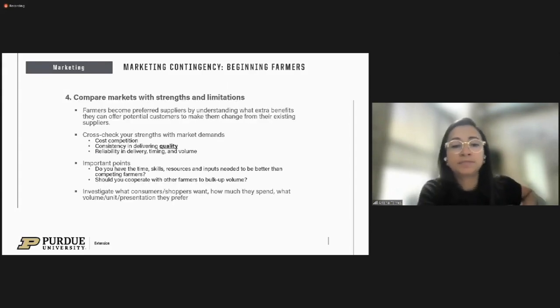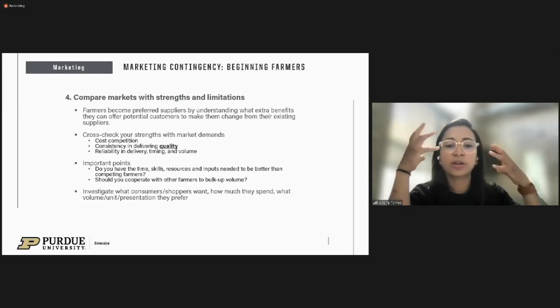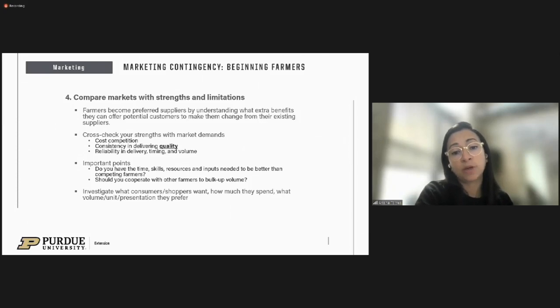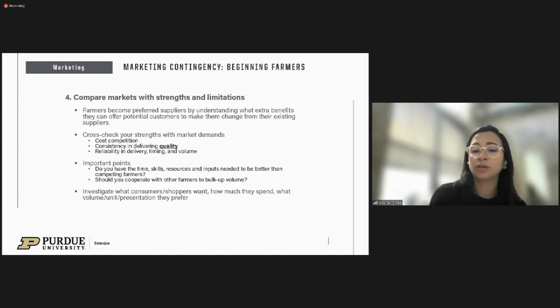Next slide, please. Number 4 is to compare markets with strengths and limitations. You already identified yours, and then you try to find what the market's desires, wants, and needs are, because what you want to do is become the preferred supplier. The only way to do that is understanding what extra benefits you can offer to those potential customers. What are the value-added, differentiated strategies that are actually going to be profitable? And you want to cross-check that with what the market demand is.